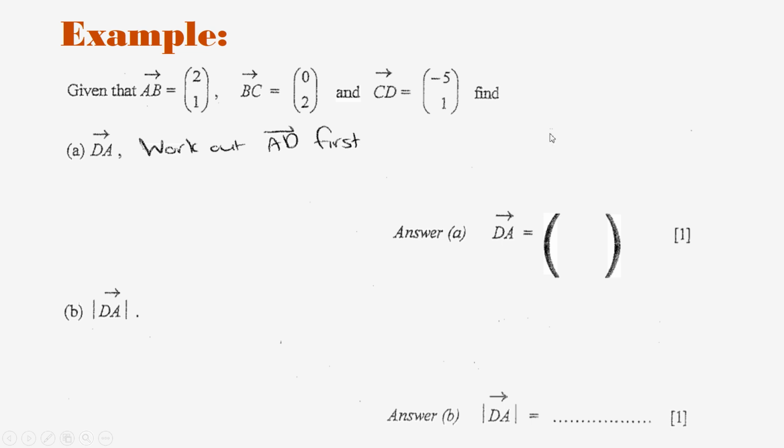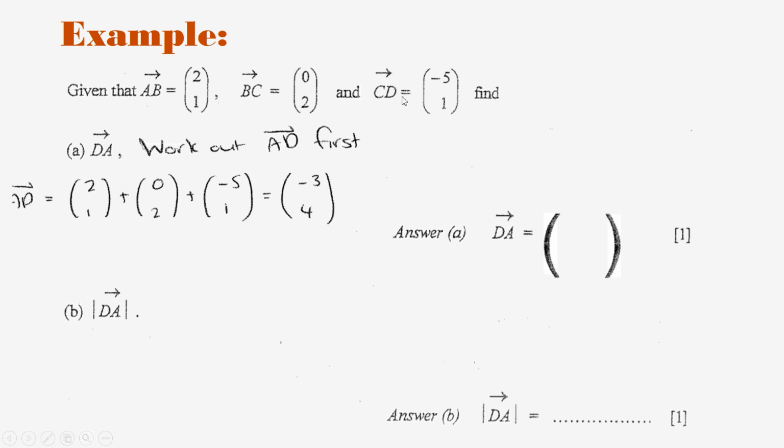So to work out DA, you could work out AD first by just adding those 3 vectors together. Because to get from A to D, it's like going from A to B, B to C, C to D. So AD is just that plus that plus that, because going from A to B to C to D is the same overall as if you just went straight from A to D. So set it up, show your working out, add up your X components, add up your Y components. Then hopefully you get negative 3 and 4.